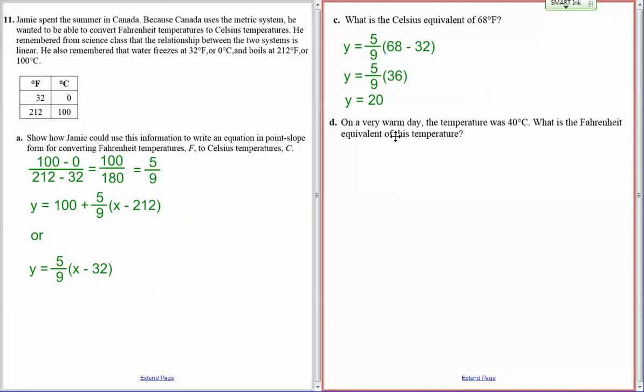Also, on a very warm day, the temperature is 40 degrees Celsius. What's the Fahrenheit equivalent? So this is where we're given the y value here. And the first thing I did was multiply both sides by 9/5. So 40 divided by 5 is 8, and 8 times 9 is 72. And then I added 32 to both sides, and it's 104 degrees. So just like they said, on a very warm day, 104 degrees Fahrenheit. I know that's pretty hot out.